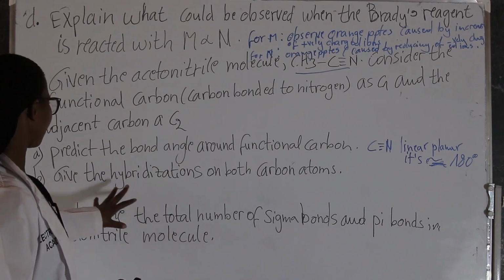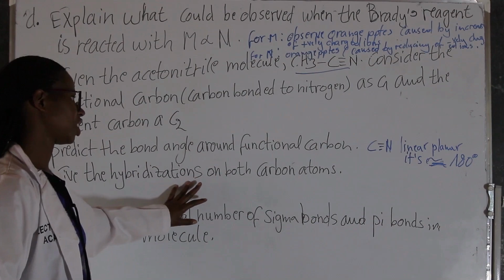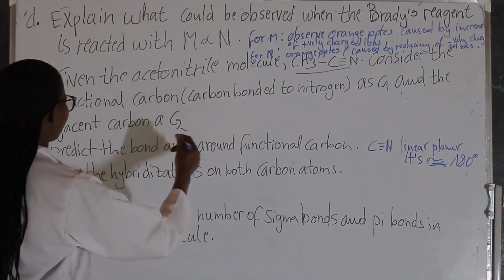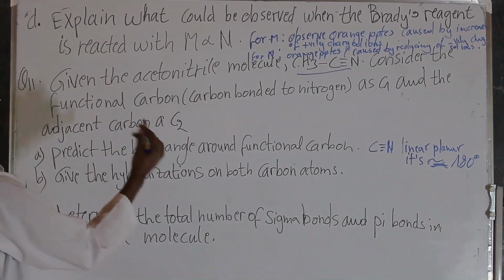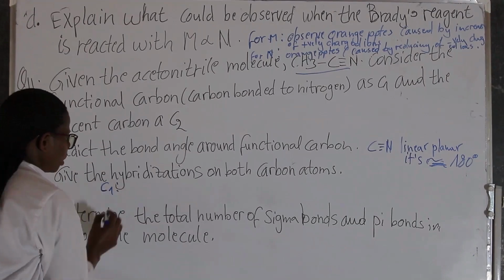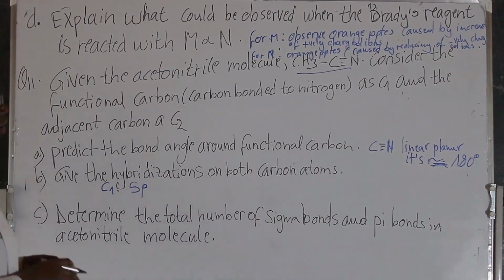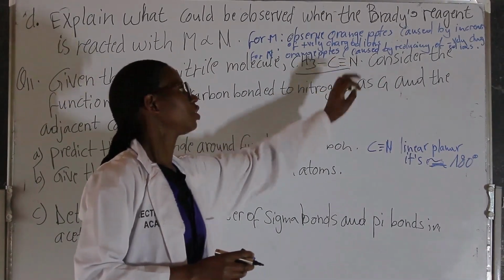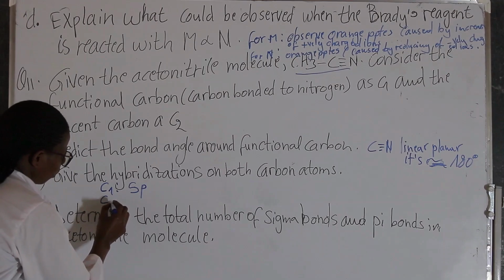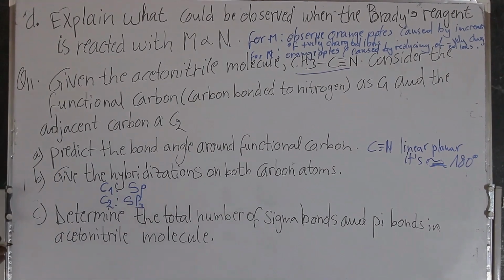For number B, give the hybridization on both carbon atoms. Let's start from the functional carbon, which is called C1. C1 has hybridization sp, because this carbon is attached with only one nitrogen. Then for the adjacent carbon we have sp3 hybridization.